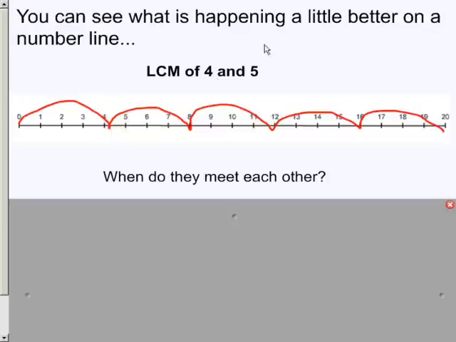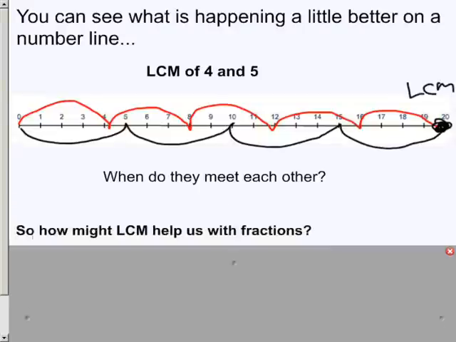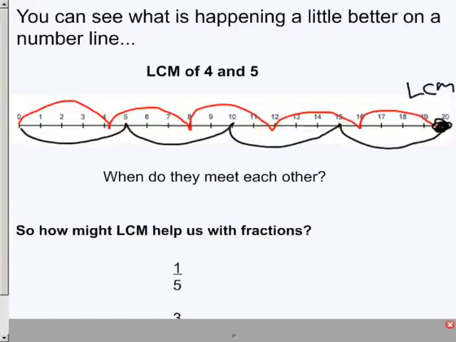Let's pick a different color and let's count by 5s. So we would go to 5, then 10, then 15, and 20. Notice what happens at 20. That's the first time that counting by 4s and counting by 5s gets us to the same number. And this is our LCM. It's the lowest common multiple. It's when they first meet each other.